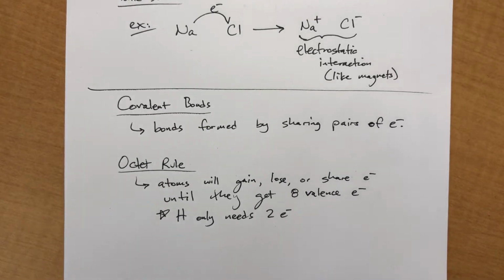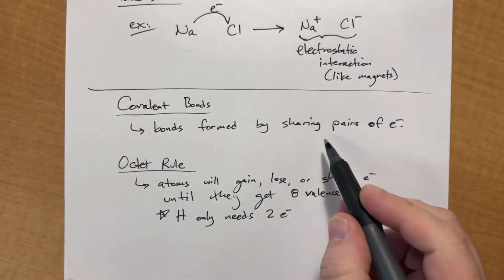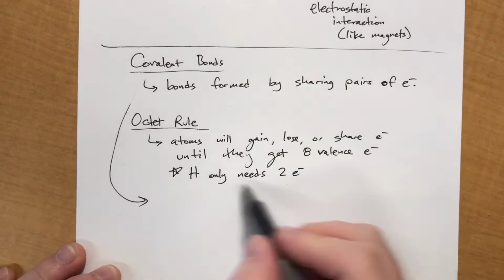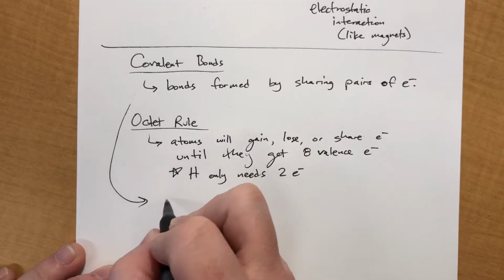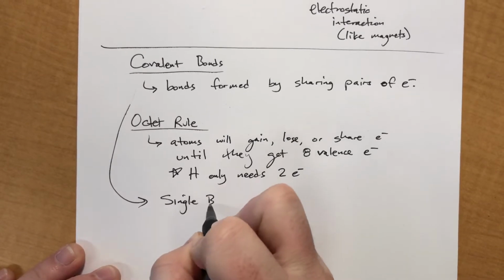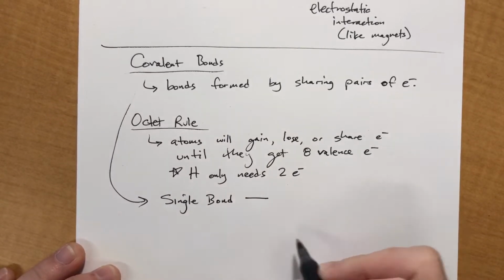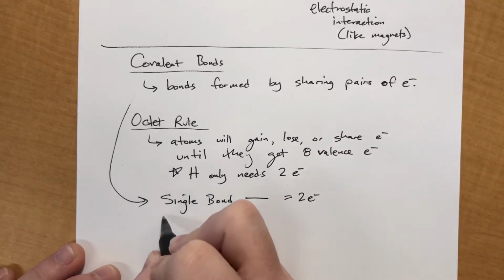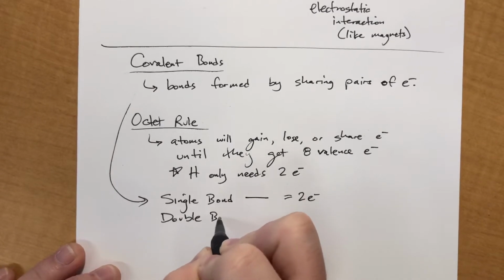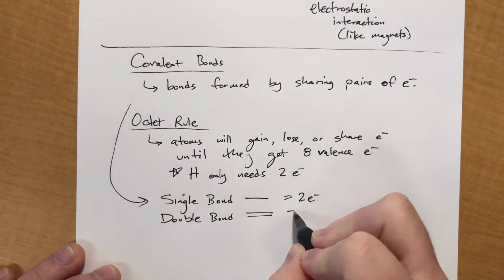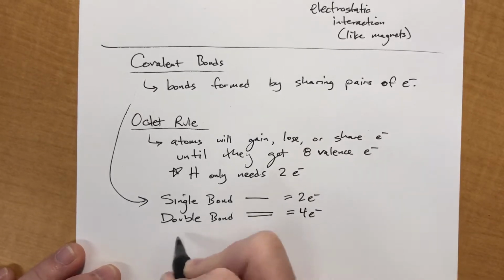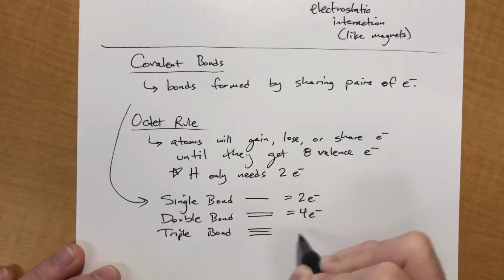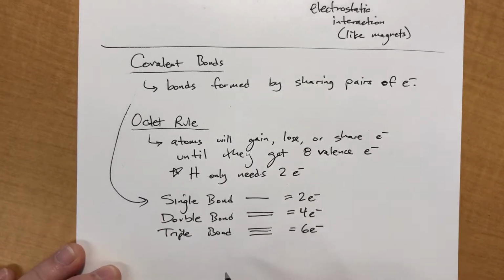Okay, so let's get an overview of what this looks like before we get into the gory details. When electrons are shared, this is all based on the octet rule. Anytime you have a single bond, which is just represented by a single line, this is made from 2 electrons. Anytime you have a double bond, this is made from 4 electrons. And anytime you have a triple bond, that is equal to 6 electrons. You cannot have a quadruple bond.